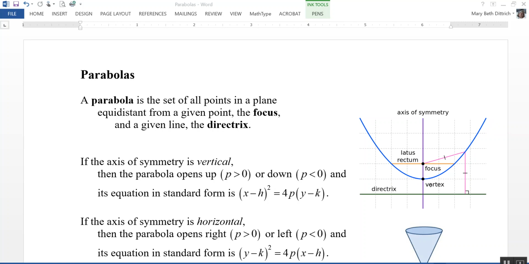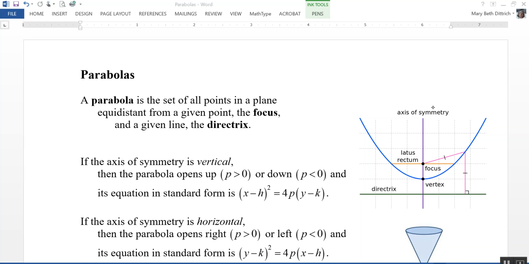It has a vertex, and then there's a point inside the bowl called the focus, and then a line outside of the curve, which is called the directrix. So the definition of the parabola says that this distance from any point on the parabola to the directrix, and recall that the distance from a point to a line is perpendicular, is equal to the distance from the same point on the parabola to the focus.